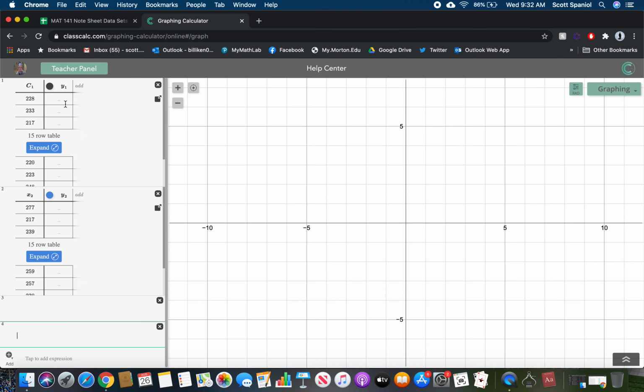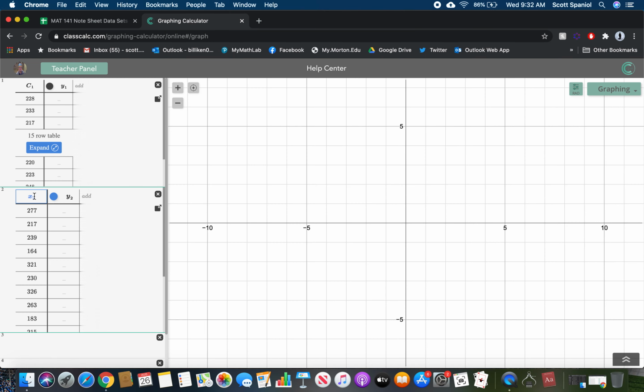Nope. It did not like that. What it did instead, though, is it put it down here into a separate table, which is fun. So let's call that C sub 2. And the way I'm doing the subscripts is by using the underscore key, which is the shift and then the key to the right of the plus symbol.